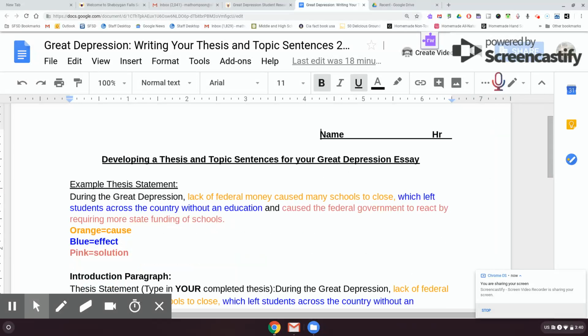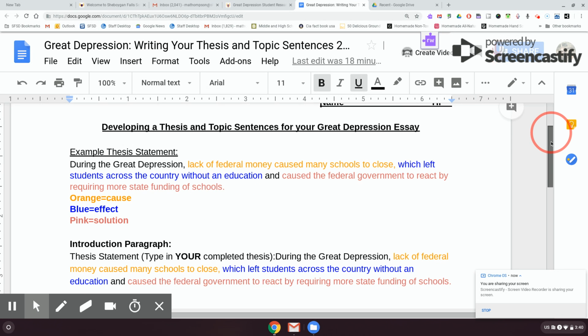Student example of how to write your thesis statement and the topic sentences that will become the first sentence in each body paragraph in your essay. Here we have that student thesis example. They've written this: during the Great Depression, lack of federal money caused many schools to close. It's in orange, and this is your cause.